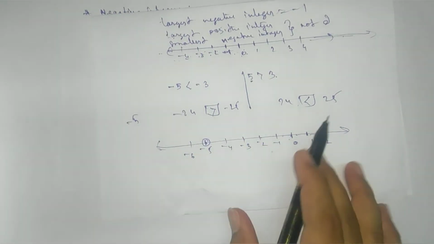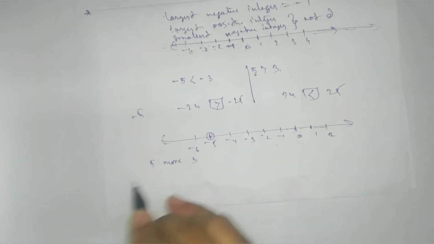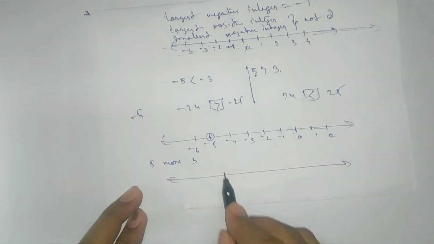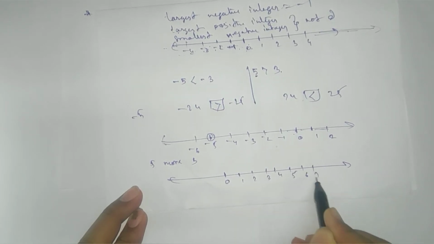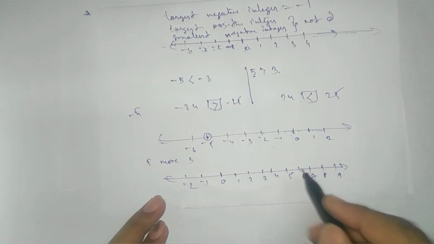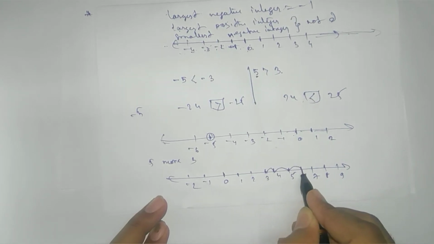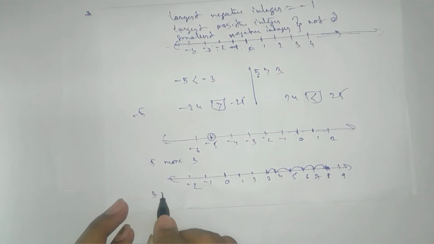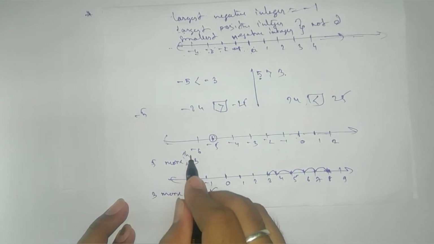So here if it gives you 5 more than 3, that means here if we go, 0, 1, 2, 3, 4, 5, 6, 7, 8, 9, and this side -1, -2. Now 5 more than 3: go over here to 3 and we need 5 more, that means 1, 2, 3, 4, 5. This is your answer.